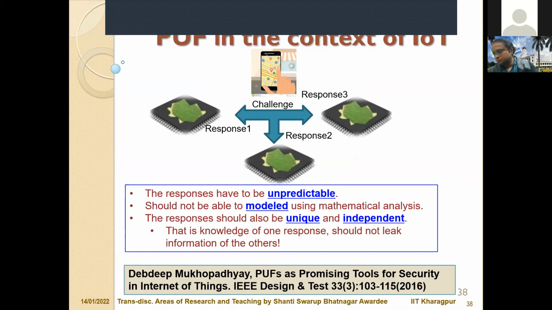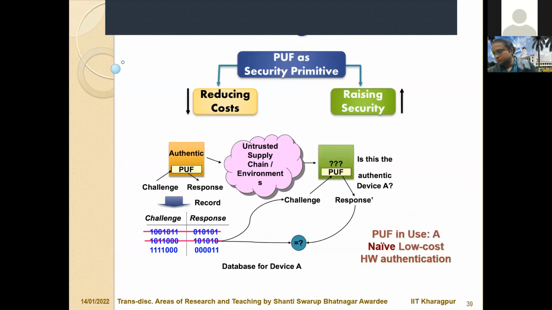So as you can see here, there is one challenge that is applied to all these devices, but the responses that you get from all these devices are unpredictable. So they need to be unique and at the same time unpredictable. They need to be kind of independent of each other. So interestingly, PUFs, if you can design such PUFs, then the hope is that you can really reduce the cost and you can raise the security and so on.